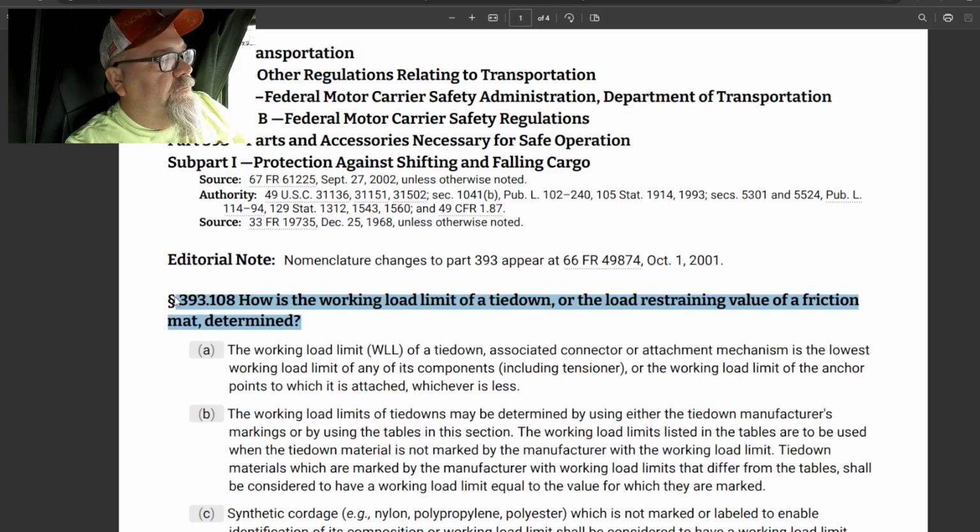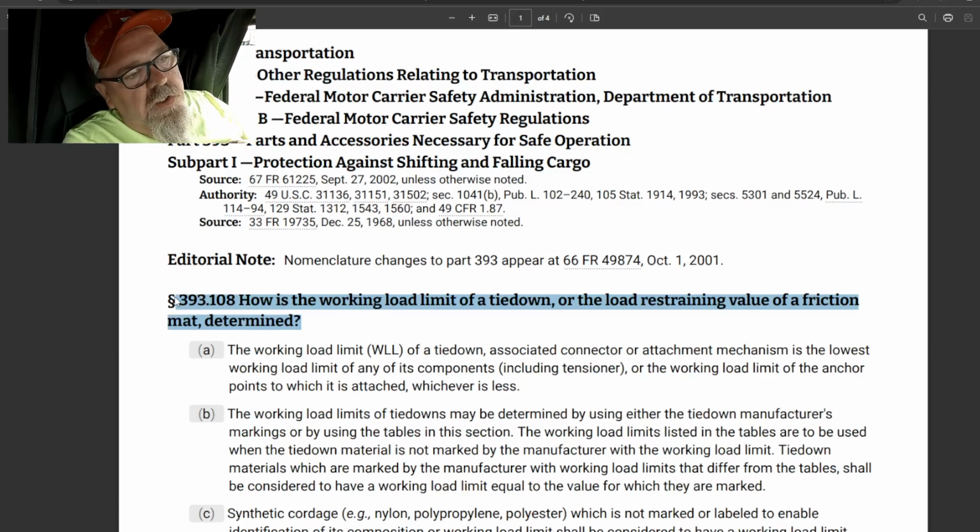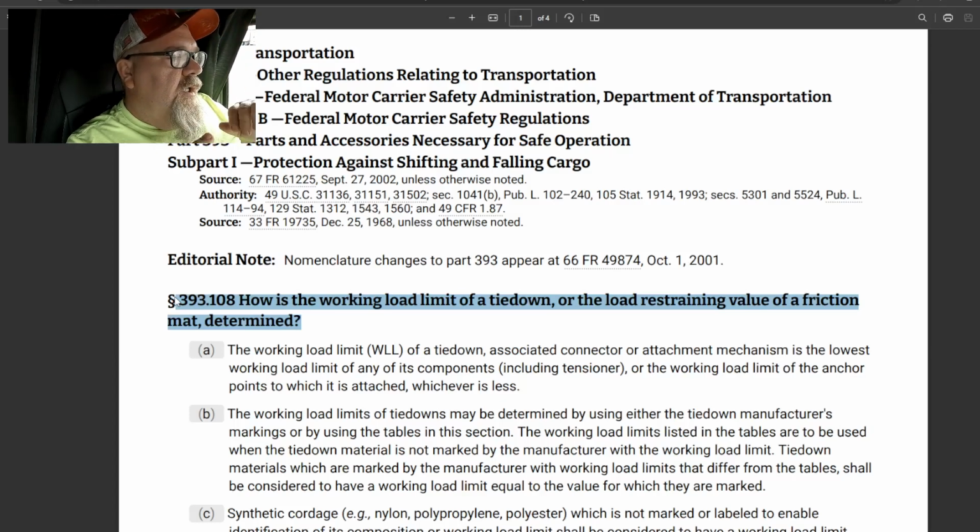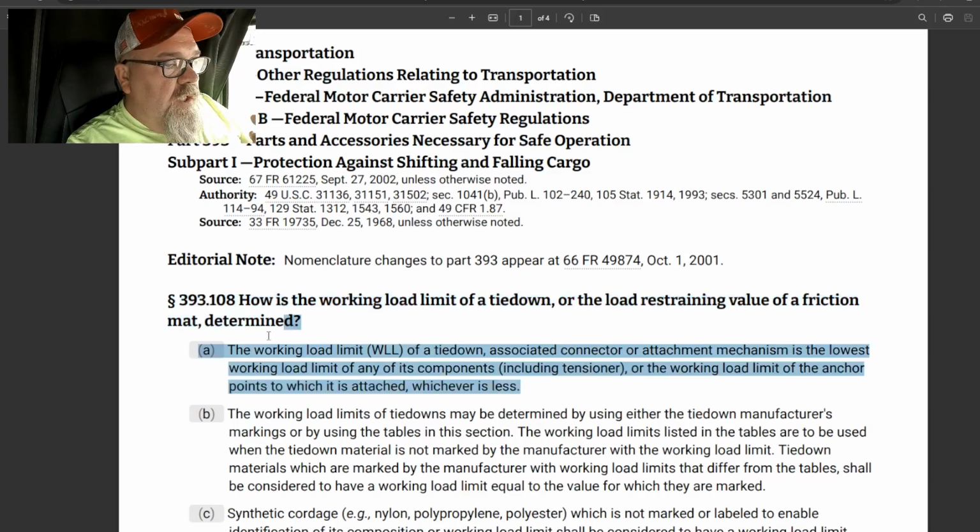So the working load limit, WLL, of a tie-down, associated connector, or attachment mechanism is the lowest working load limit of any of its components, including tensioner, or the working load limit of the anchor points to which it is attached, whichever is less. So basically, when you have an anchor or an attachment system or a securement system, we'll use a 4-inch strap, for instance. Your 4-inch strap, most of them are rated at 5,400 pounds. Not always the case. There are some that are higher, some that are lower, so you need to check and make sure, but the average majority of them are 5,400.